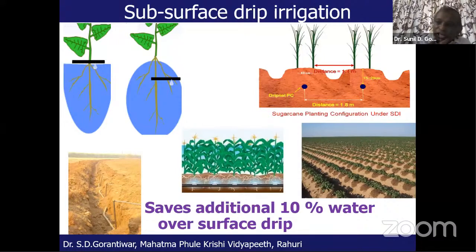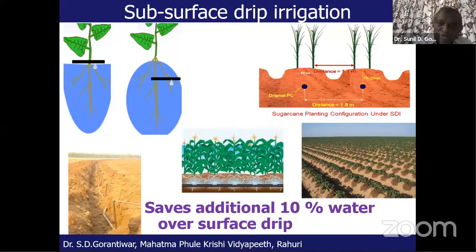So instead of spreading the laterals over the land surface, if we lay the laterals some 10 to 15 centimeter beneath the land surface, then we reduce the soil evaporation, and in that process we can save an additional 10% of water. For crops like sugarcane, or multi-season crops, this system is quite beneficial.